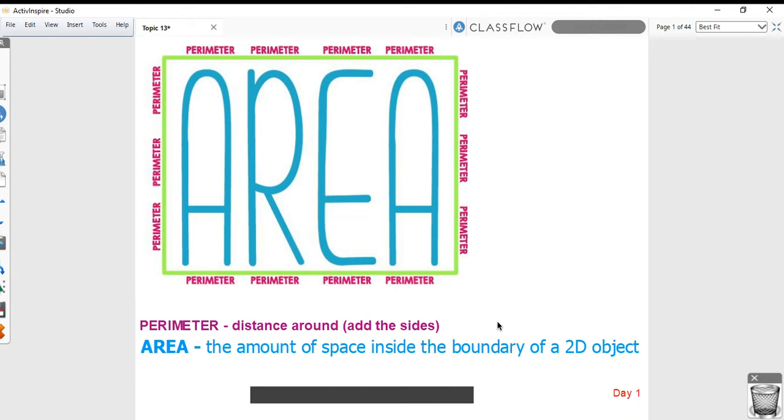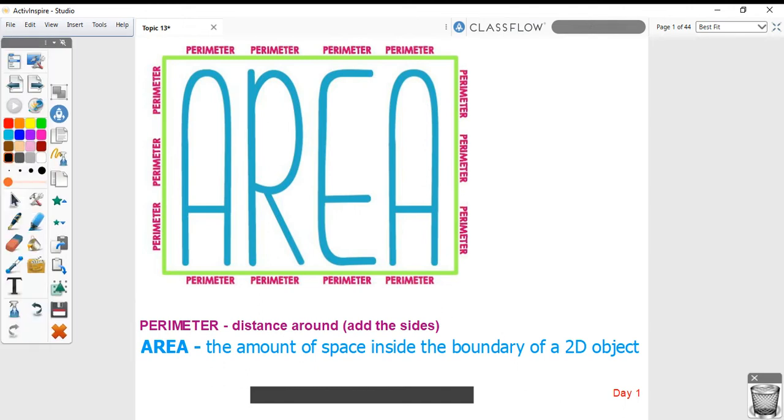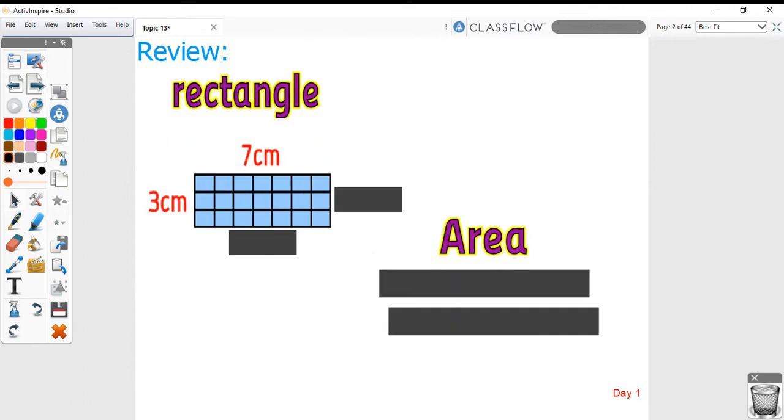Okay? We've got the area. That is what we are trying to find in all of our problems starting today. Okay? So, as a matter of quick review, we've got the area right here, the area of a rectangle. Okay, and we all know how to find the area of a rectangle.